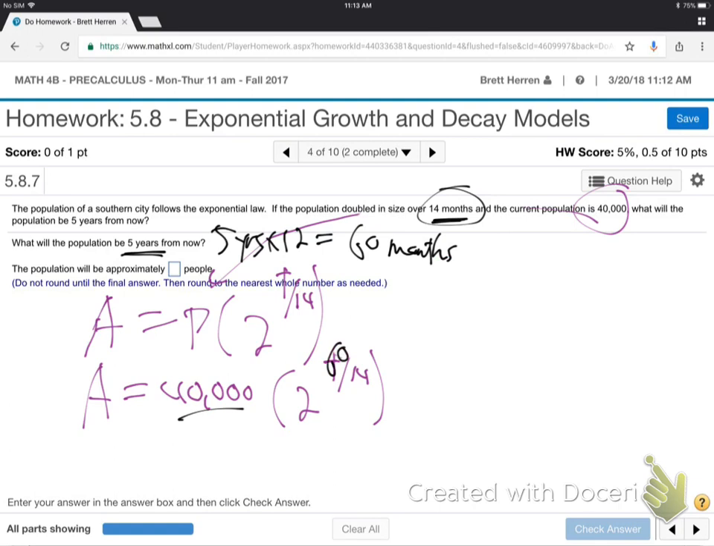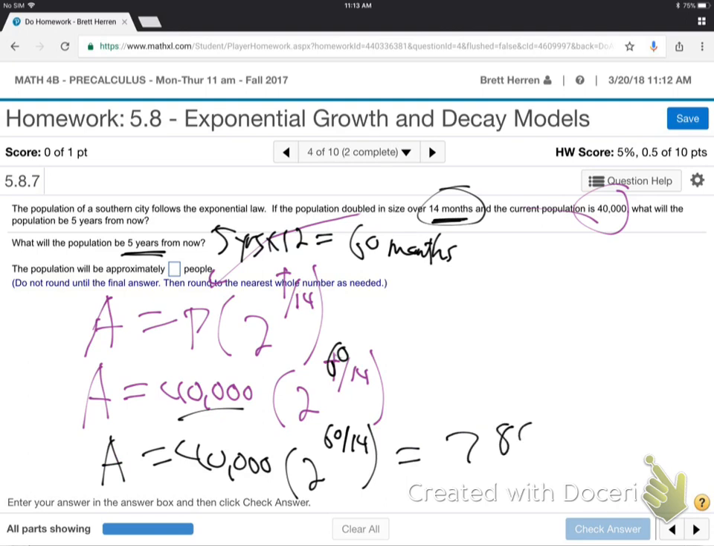Question, comment? That good? All right. So then it's 40,000 times 2 to the 60 over 14. Hit the buttons on your calculator. And I'm getting 780,168.7. I think they say round to the whole number, so 780,169.